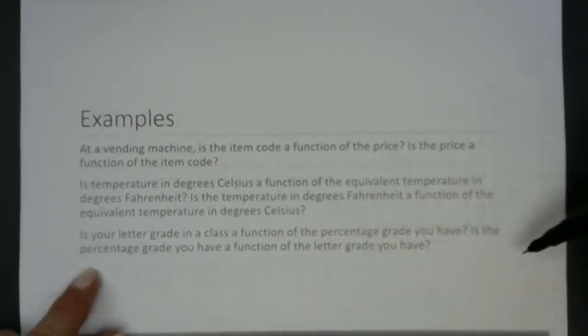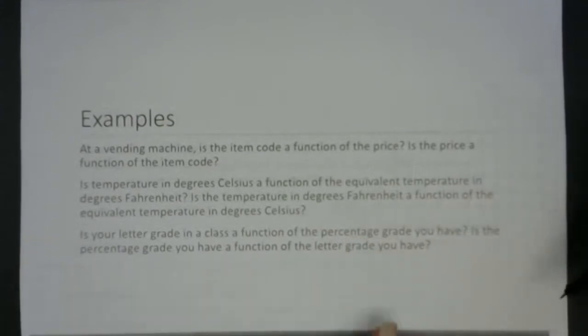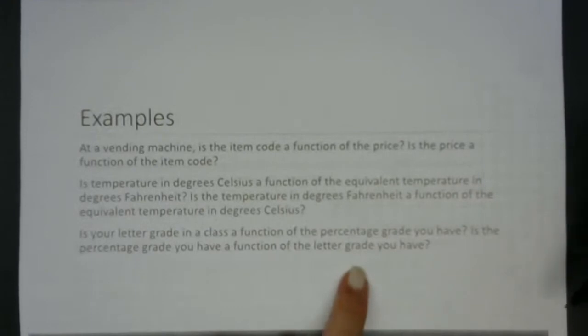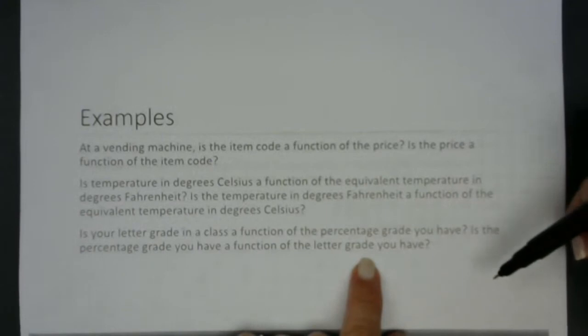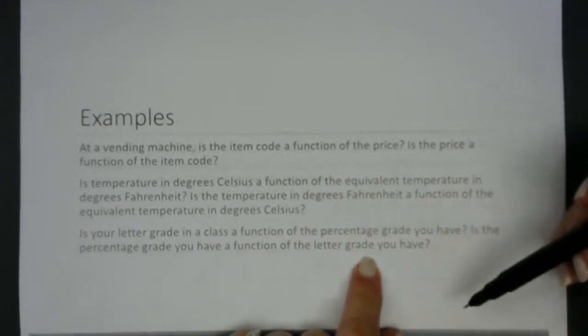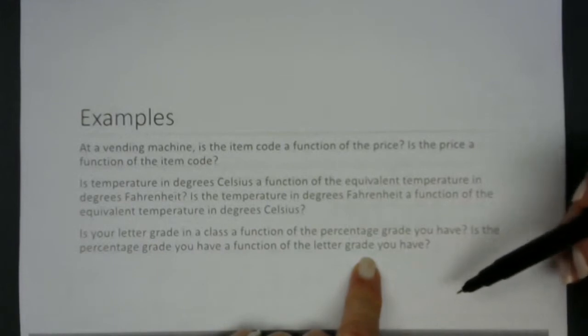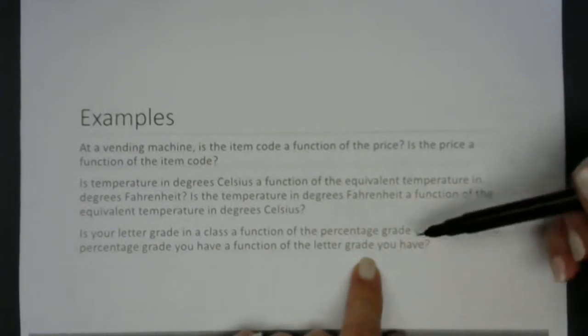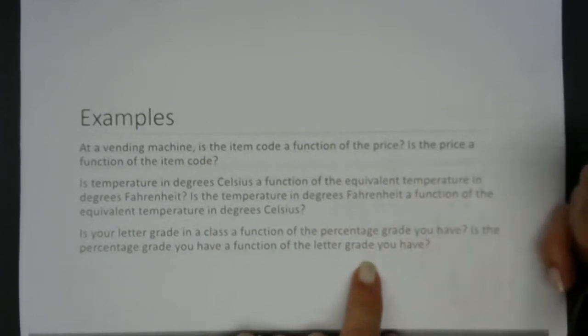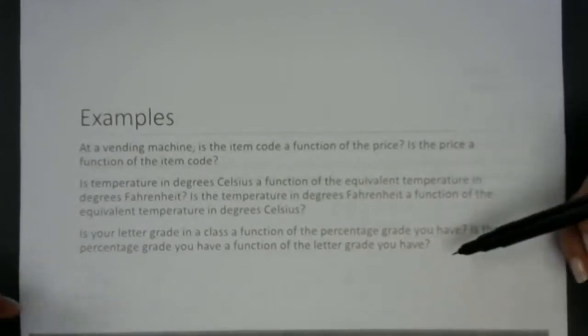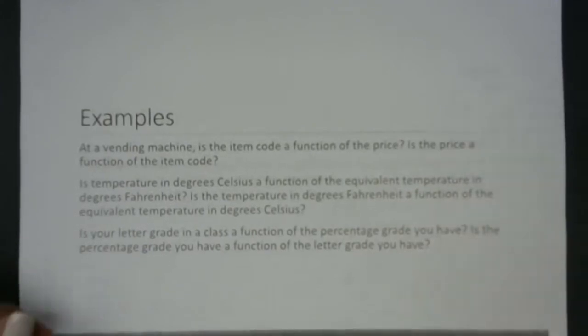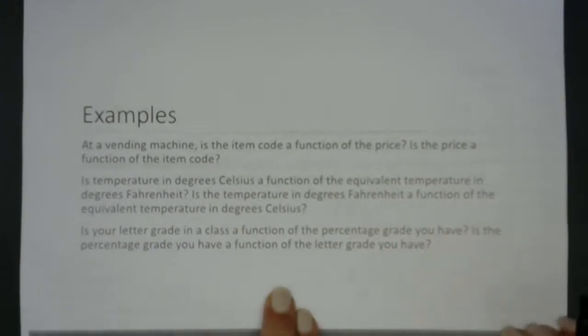Does it work the other way around, though? Given a letter grade, can you determine what your percentage was? No, I don't think so. If your class grades on a standard 10-point scale and you have an A, you may have had a 91%, you may have had a 97%. Anything between 90 and 100 would give you a grade of A. So we would say that your letter grade is a function of the percentage, but we could not say that your percentage grade is a function of the letter.